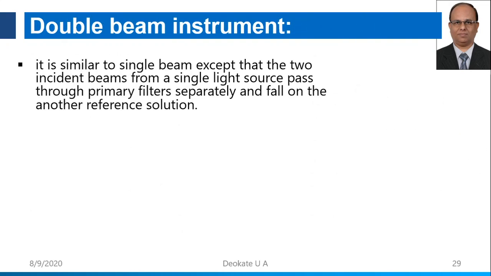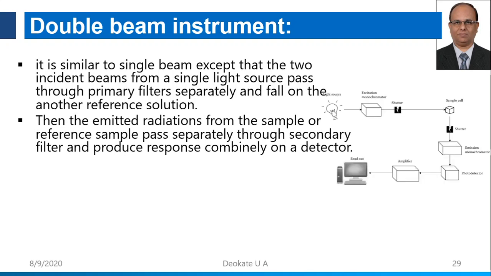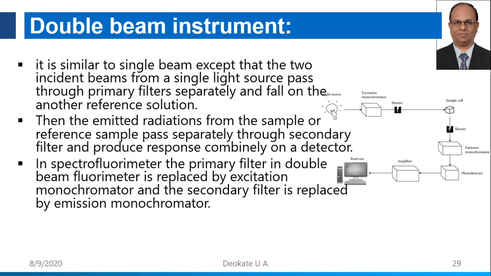The double beam instrument is similar to the single beam instrument except that the two incident beams from the single light source pass through the primary filter separately and fall onto the sample and the reference solution. Then the emitted radiation from the sample and the reference passes separately through the secondary filter and produces a response combinedly on a detector.